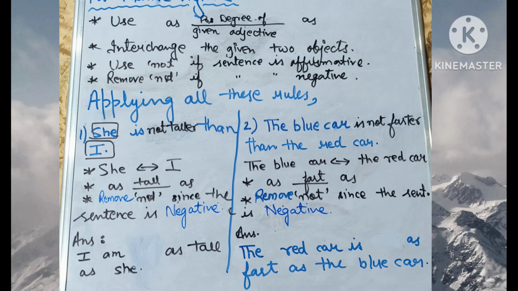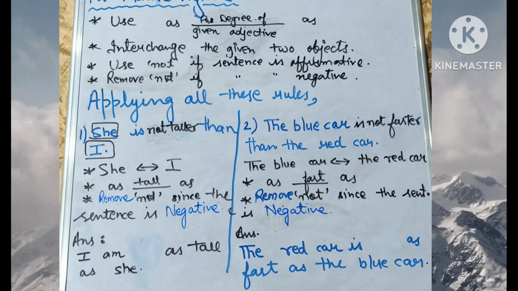Now let's take the same case for negative sentences. If it were, she is not taller than I and the red car is not faster than the blue car, then what do we do? The rules will be quite the same. But according to rule number 3, if the sentence is negative, we keep it positive, so in our answer not will not come, right? That means we will make all the changes.